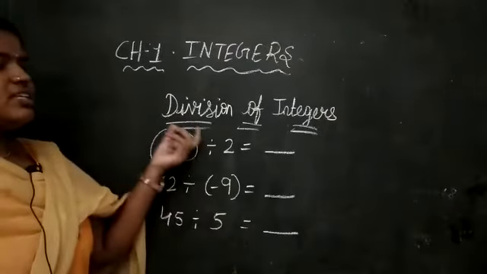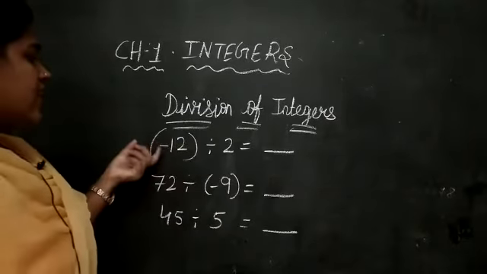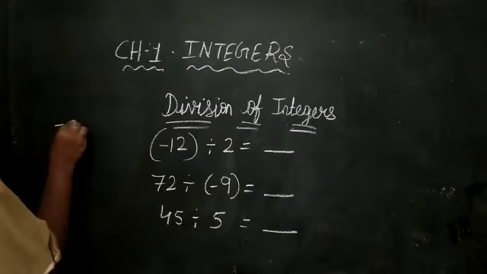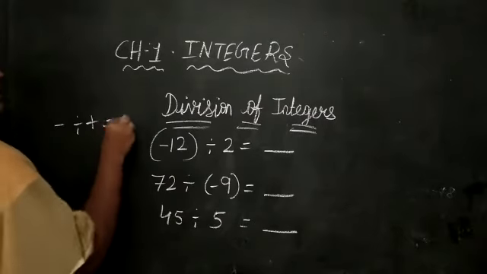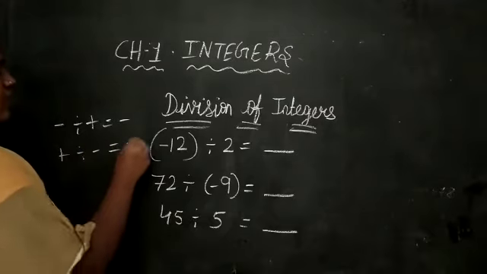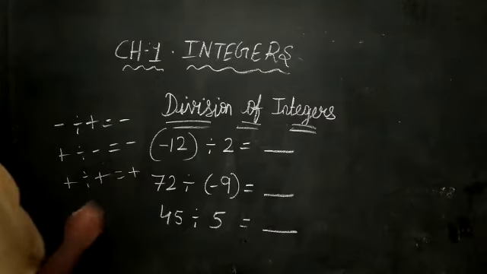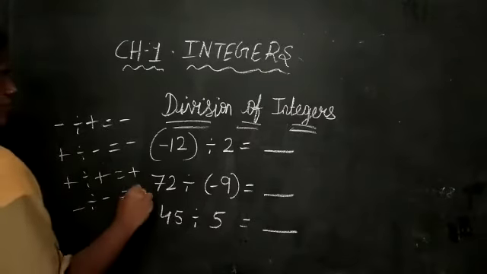Hello children, your topic is division of integers. Division of integers is also the same. If you are dividing minus divided by plus, you will get negative only. If you take positive divided by negative, again you will get negative only. Positive divided by positive, you will get positive only. Negative divided by negative, you will get positive.